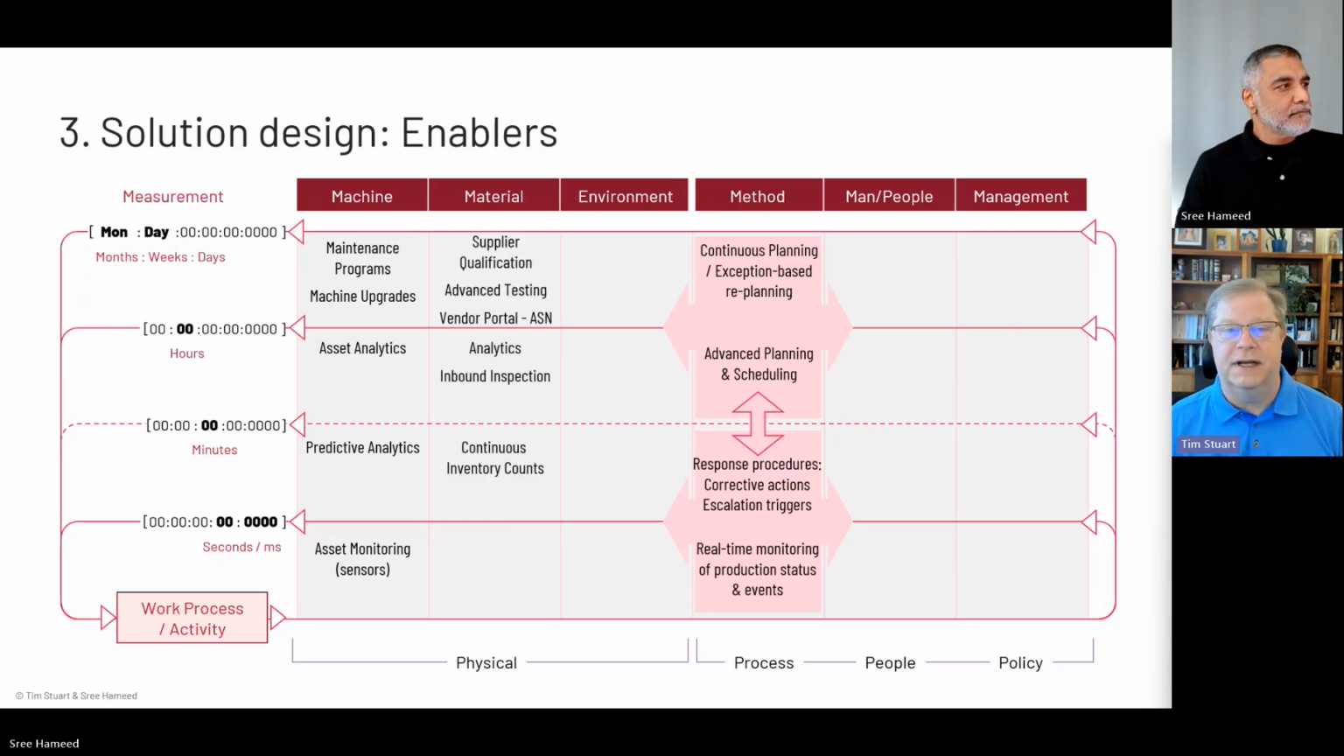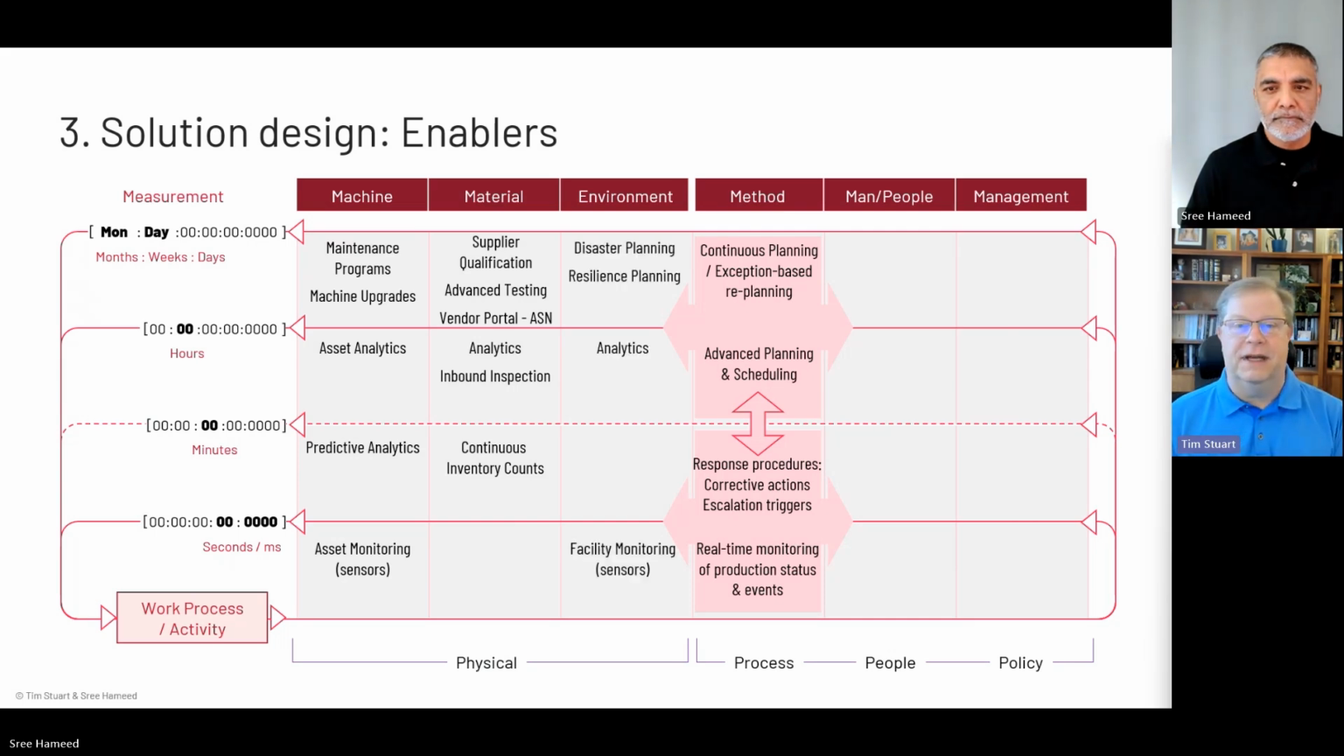From a material perspective, at the corporate level, we're looking at things like supplier qualification and inbound inspection to make sure that the materials coming in are of high quality, and we're getting that supplier qualified so that they're shipping to us materials on time. And then at the plant level, we're looking at things like continuous inventory counts to make sure that we have the materials that we actually think we do.